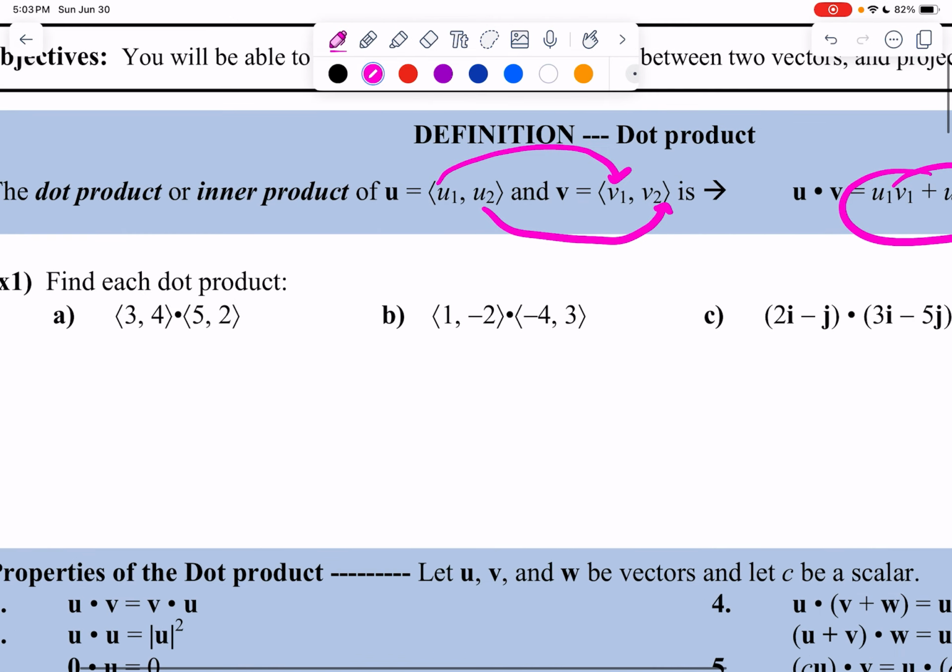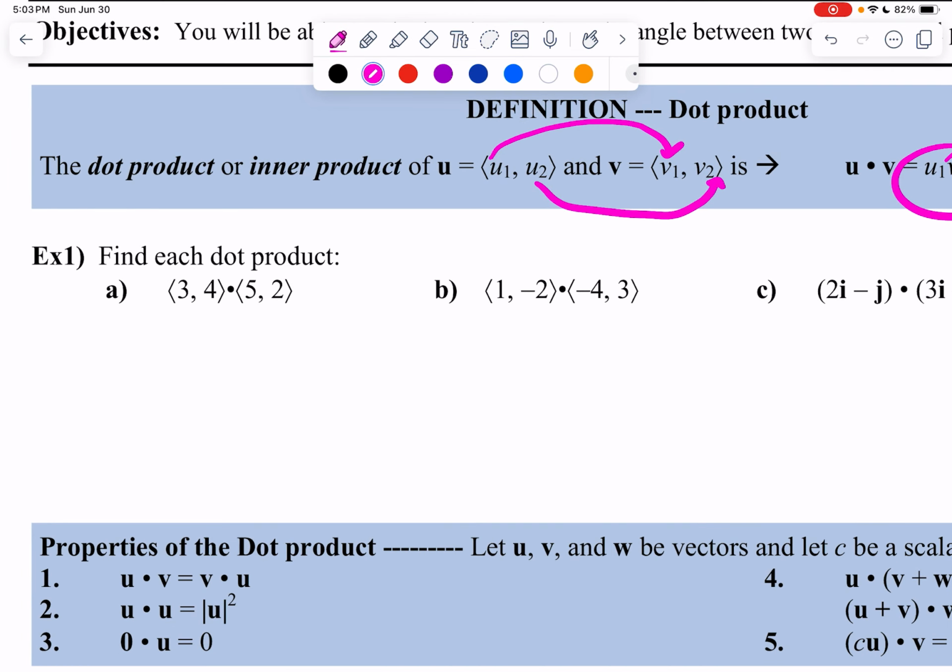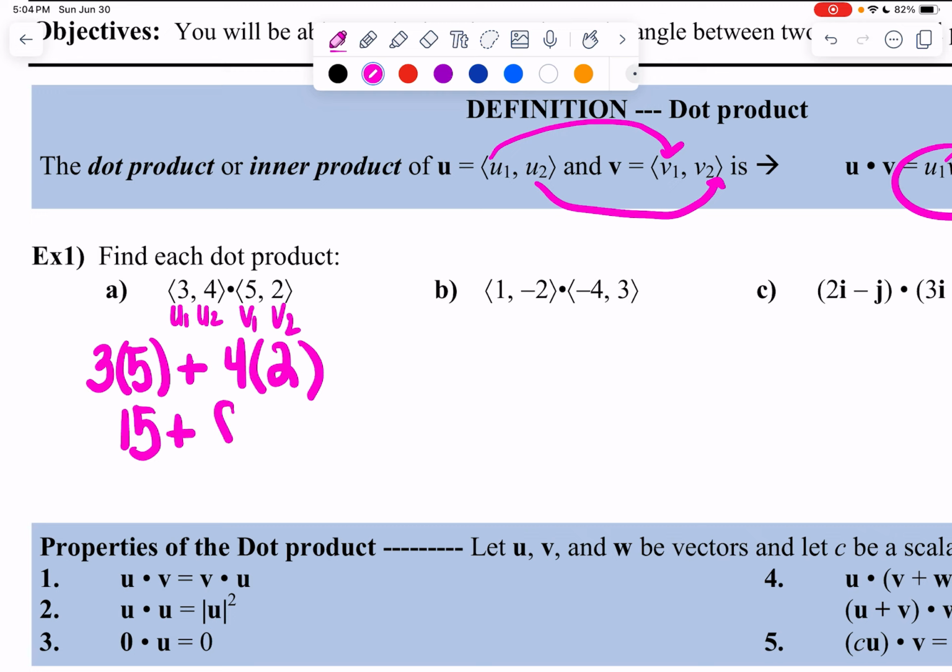Okay, so I would start off with finding the dot product of each. If you're given two vectors, I would label this u1, u2, and the other vector would be v1 and v2. What I would tell my students specifically is when you do the dot product, you should have a single number. So you're going to multiply the first two terms, so it's going to be 3 for u1 and v1, which is 5. Then you're going to add the second term, so it would be u2, which is 4, and v2, which is 2. And then from there, just simplify. So this would be 15 plus 8, and so you would get 23 for the dot product. That would be the first one.